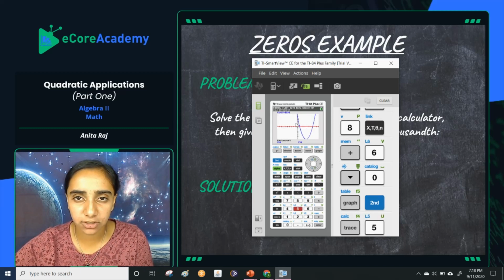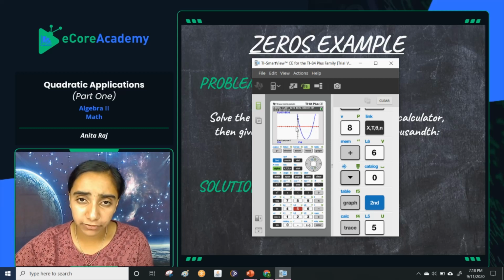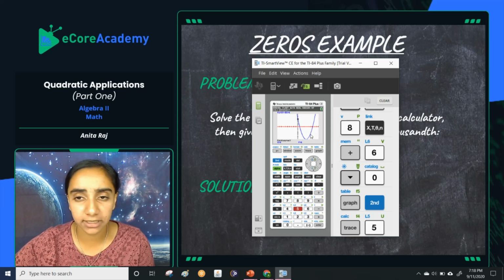As you can see, the cursor is closer to this intercept over here to the left. So what we're going to do is hit enter 3 times. We're going to find this left intercept first. And then after that, we have to purposefully move the cursor to the right side of the parabola so we can also find this right intercept. You don't want to exclude this one.